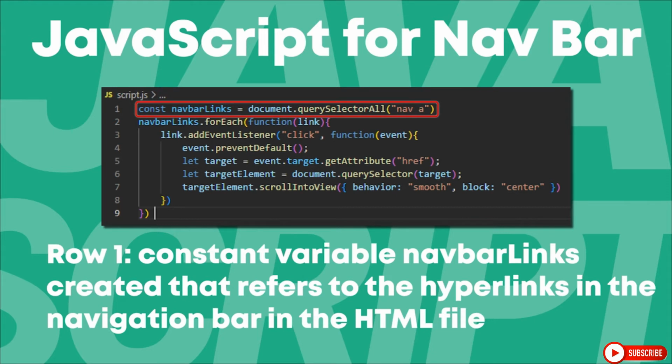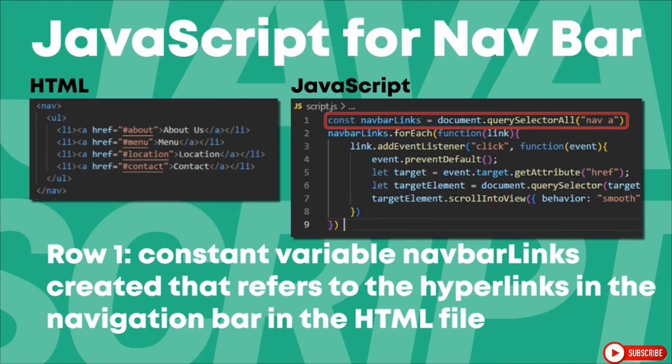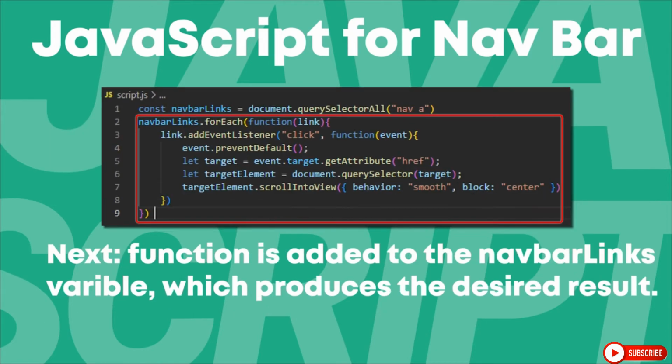Now in the brackets behind that it says nav and a. This will select all the elements in the HTML file that have the elements nav and a. The nav refers to the navigation bar, and the a refers to the anchor tag, as you can see here, which defines a hyperlink. So we basically select all the hyperlinks in the navigation bar, as you can see in this example.